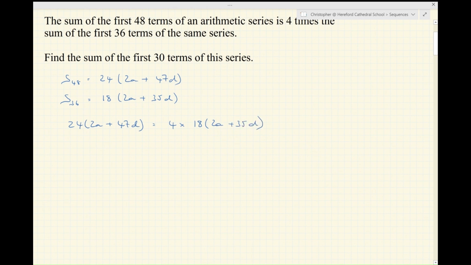Okay, so I've got an equation there with a's and d's in it. I'm going to multiply out both sets of brackets to give me 48a plus 1128d equals 144a plus 2520d. Rearrange that. Minus 96a on the left equals 1392d. And so a is minus 14.5 times d, dividing both sides by 96.